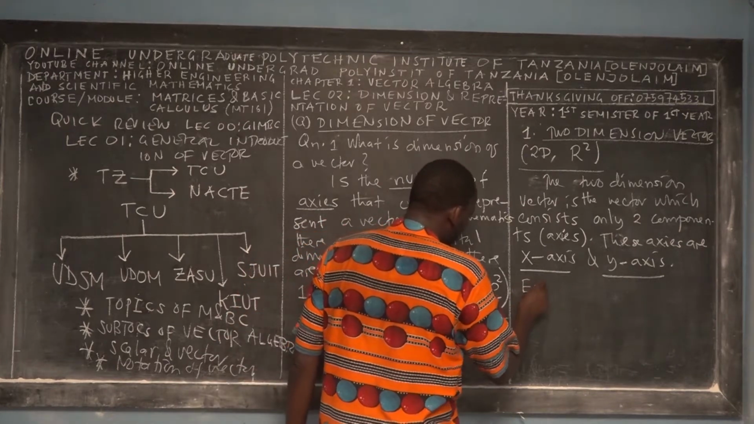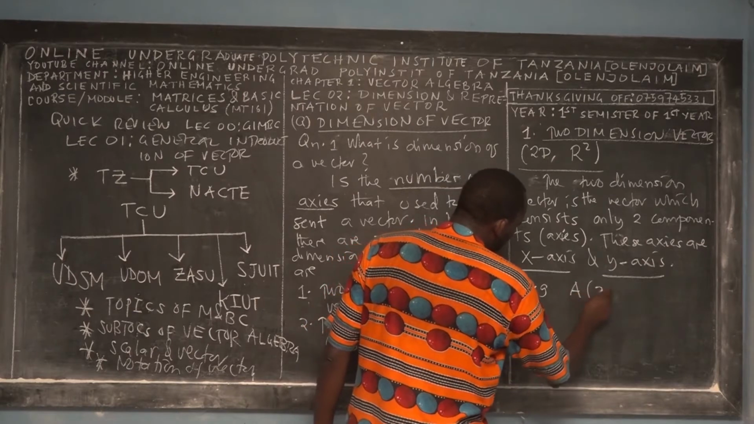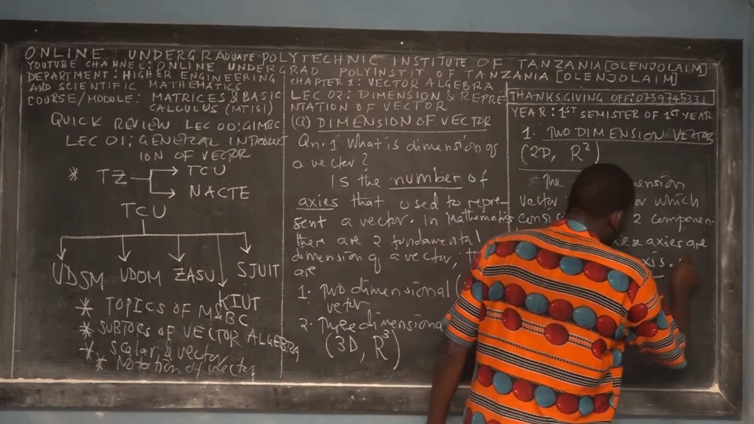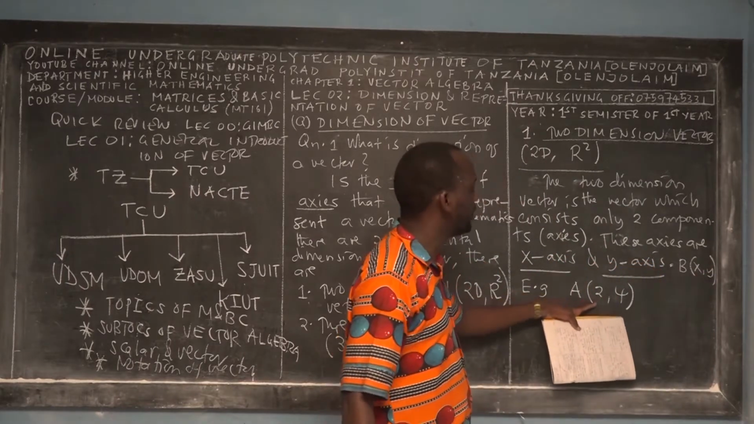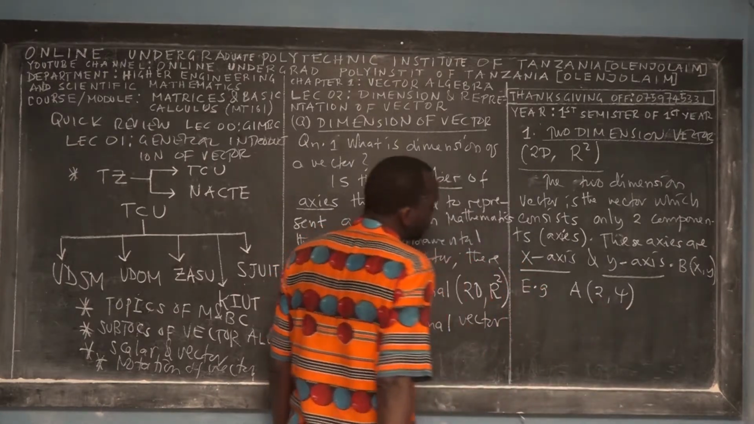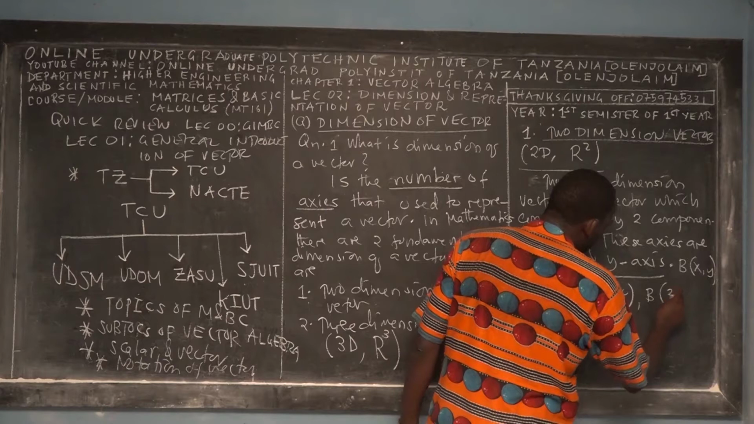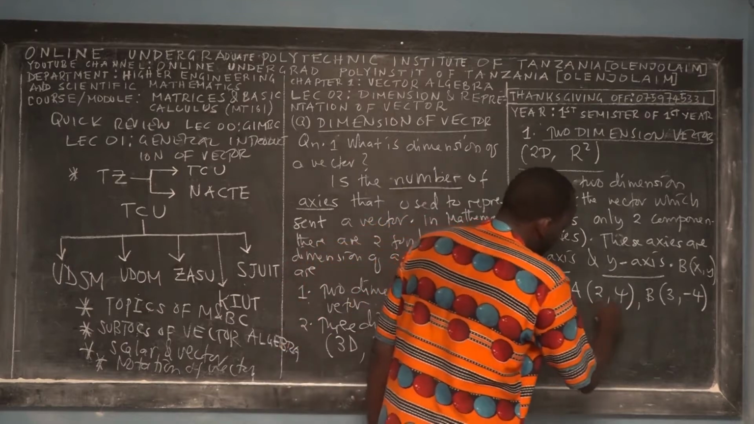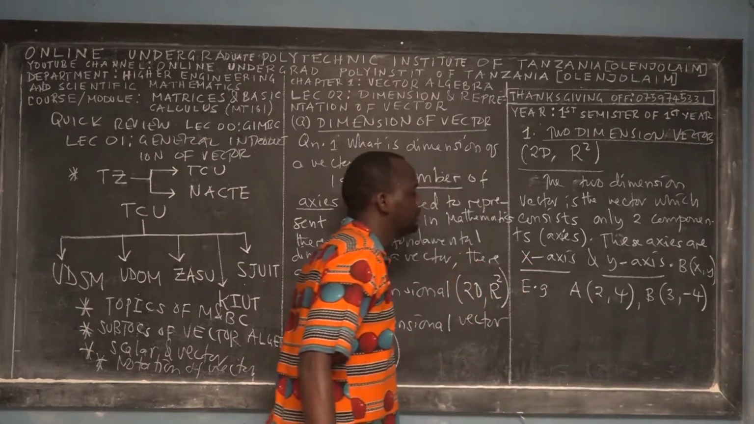As an example of a two-dimensional vector, we can present it algebraically. A two-dimensional vector can be vector A, which is (2, 4). Generally we present it as, for example, B as (x, y). This is the general representation. So 2 is the x component and 4 is the y component. So A is (2, 4). And then we have B, this is (3, -4), right? So it means these are vectors which have an x component of 2 and a y component of 4, and an x component of 3 and a y component of -4.